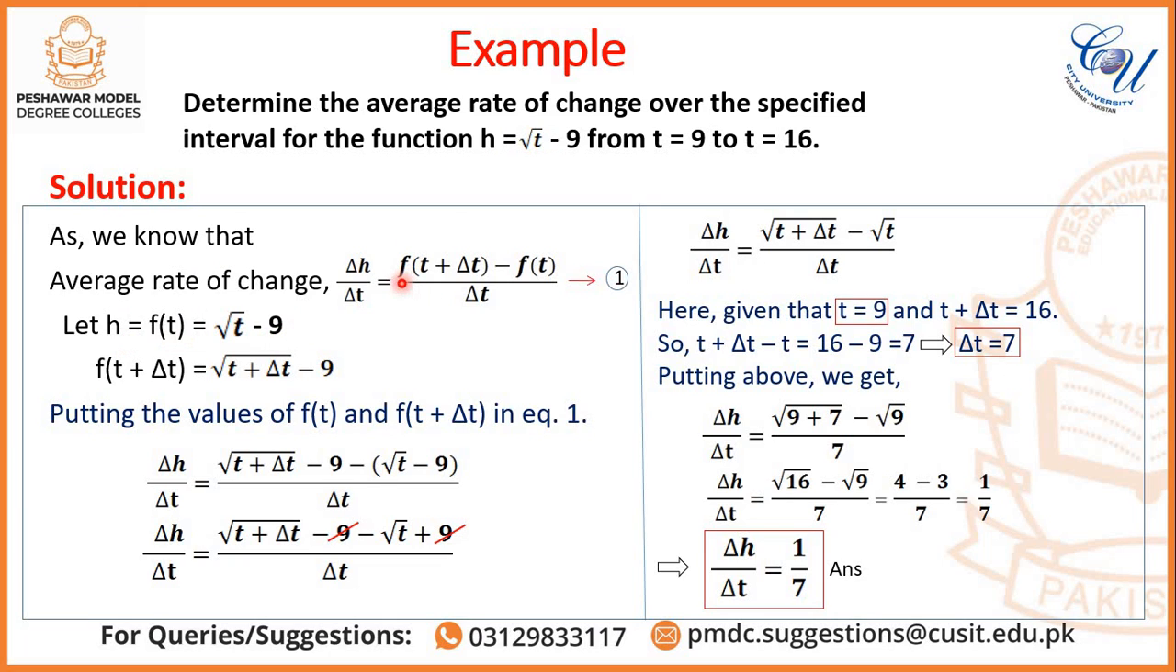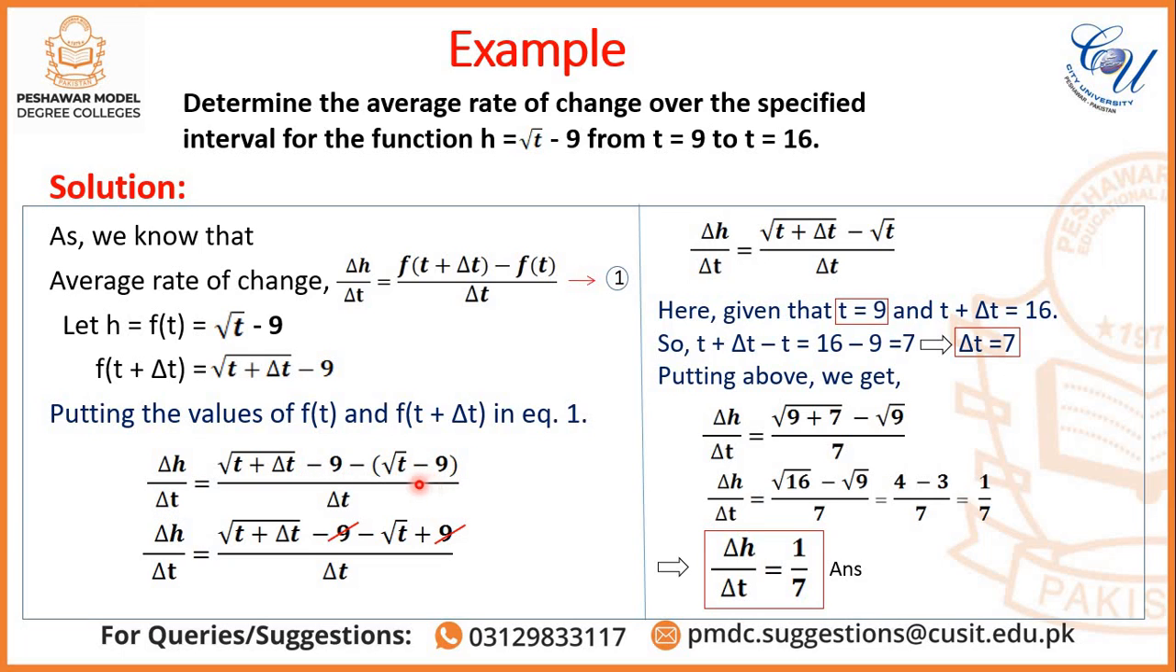Now we are going to find f of t plus delta t. We will replace t with t plus delta t. We get f of t plus delta t is equal to t plus delta t whole under the root minus 9. Putting the values of f of t and f of t plus delta t in equation number 1, we get del h divided by del t is equal to t plus del t whole under root minus 9 minus under root t minus 9.